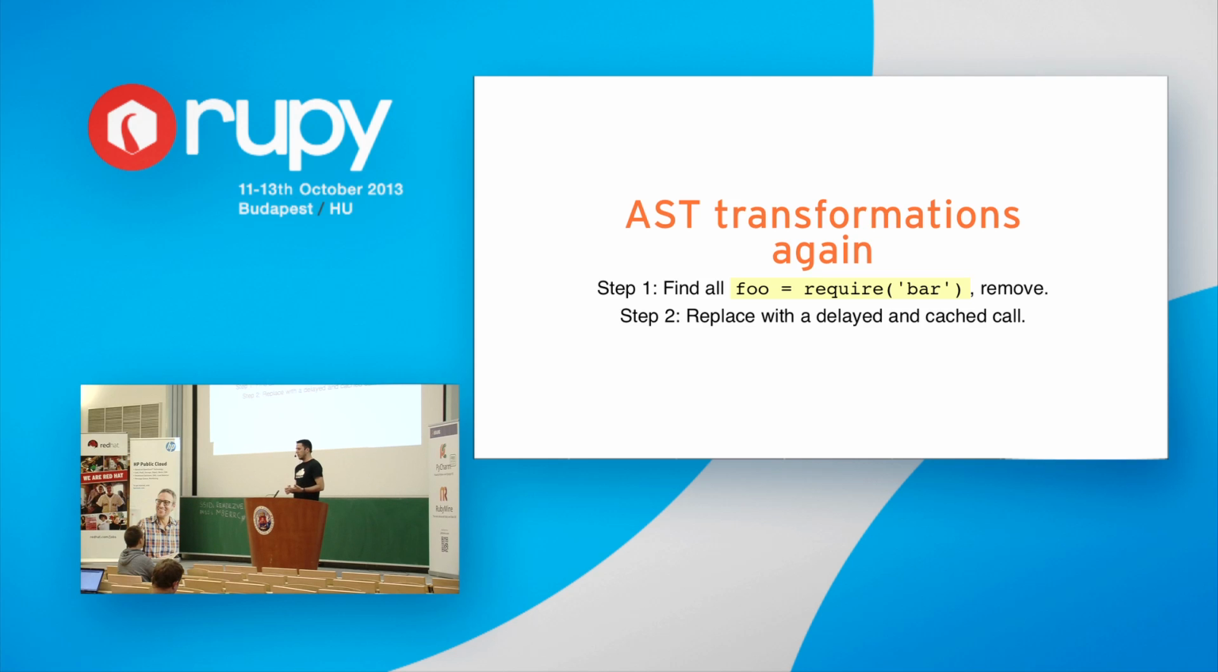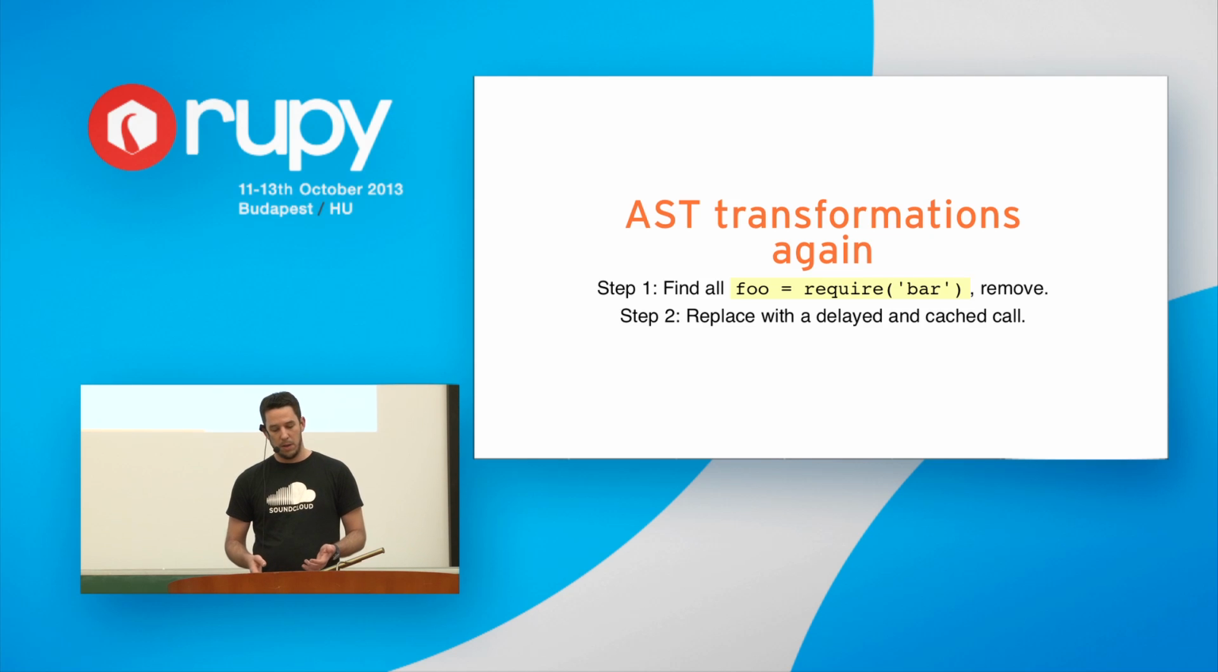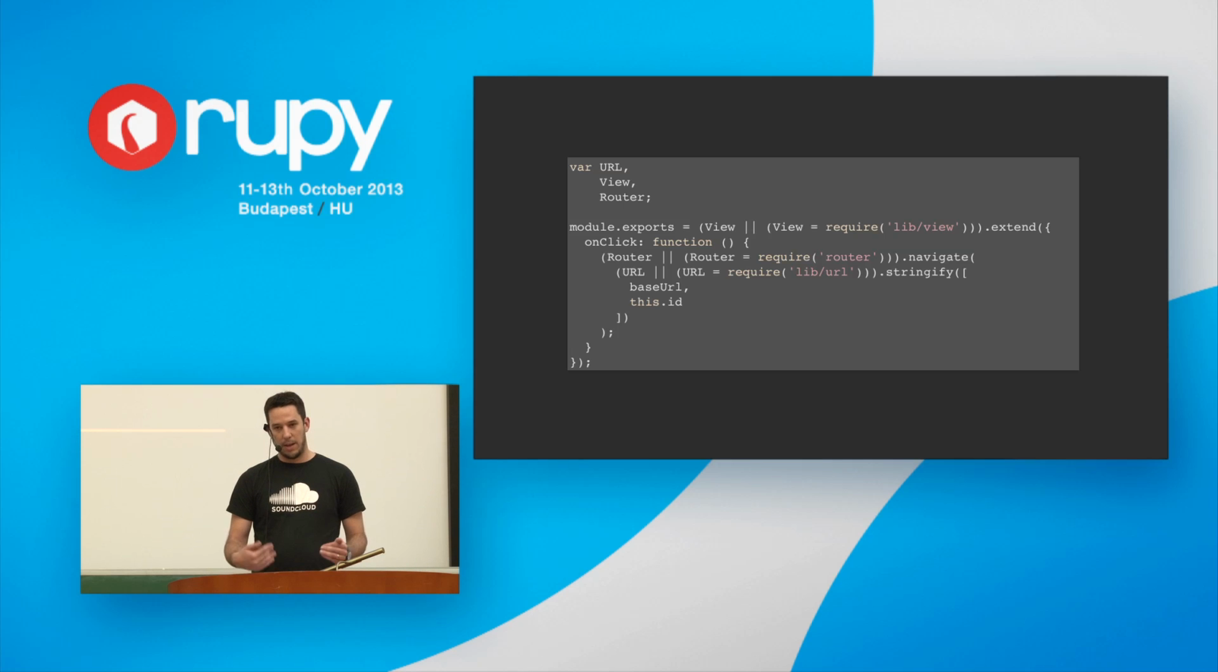And then the second step, we go through all of the variable references in the entire file. And anything which has referenced something which was required, we replace that with a call to require. And to save doing many, many calls every single time you want to reference a variable, we cache that as well. So this is what the output after running the transformation looks like.